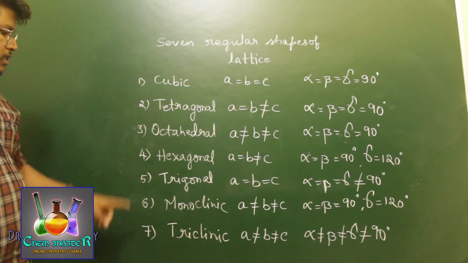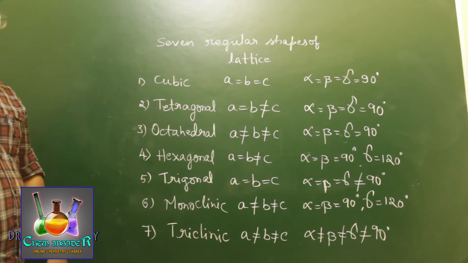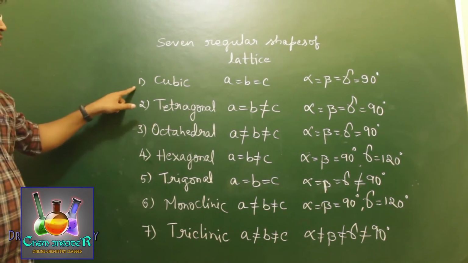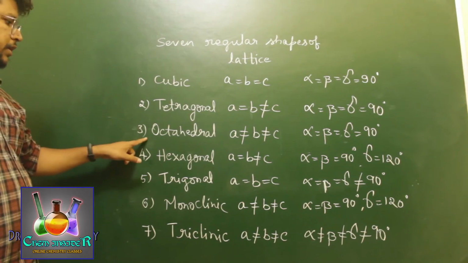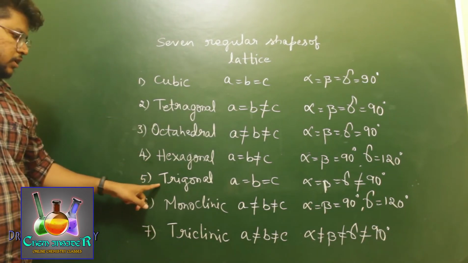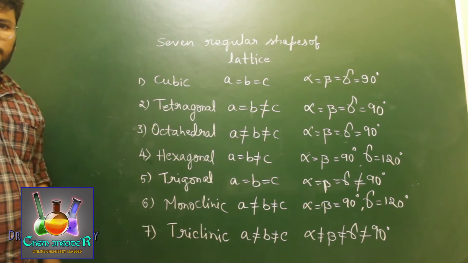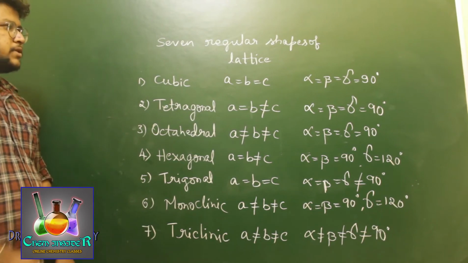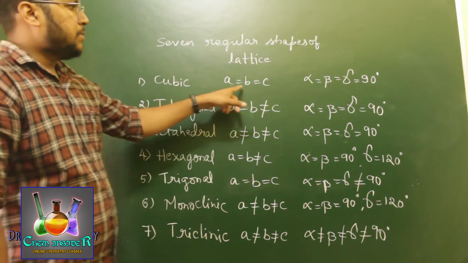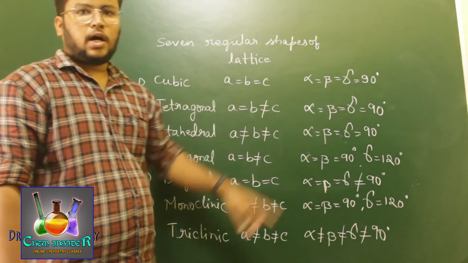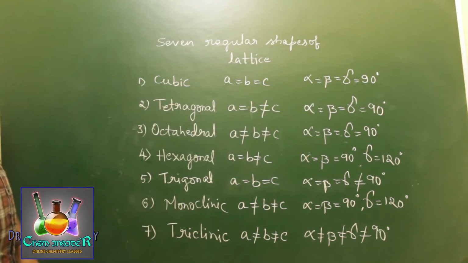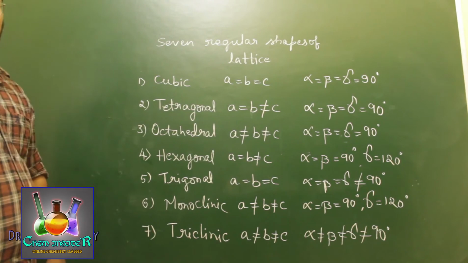So these are the 7 regular shapes of a unit cell. Those are cubic, tetragonal, octahedral, hexagonal, trigonal, monoclinic and triclinic. As I said previously, a, b, c and the angles alpha, beta, gamma have to be specific in order to define the geometry of a unit cell.